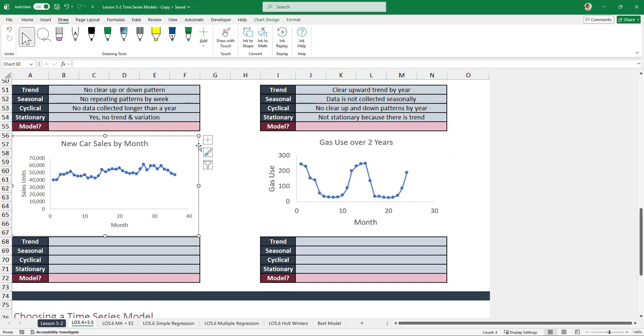Next, we have new car sales by month. If I put a trend line in for this one, it is going upward over time. It's not a huge increase like the coal, but there is a slight upward trend.